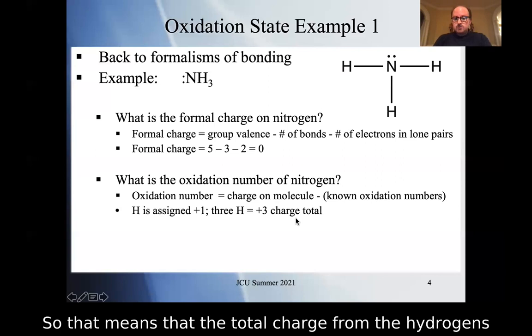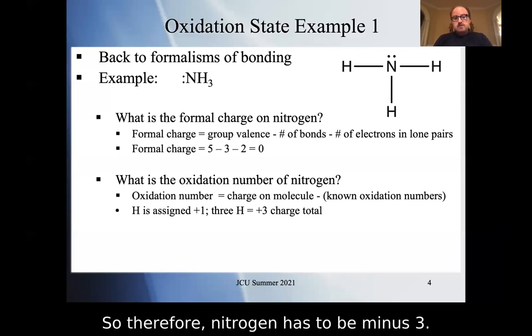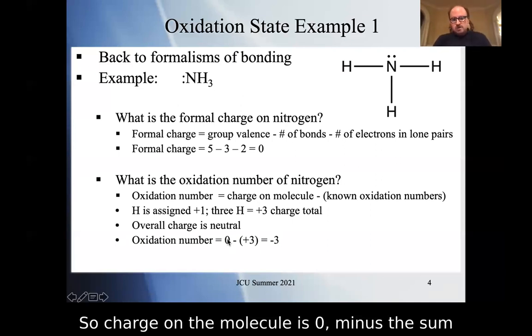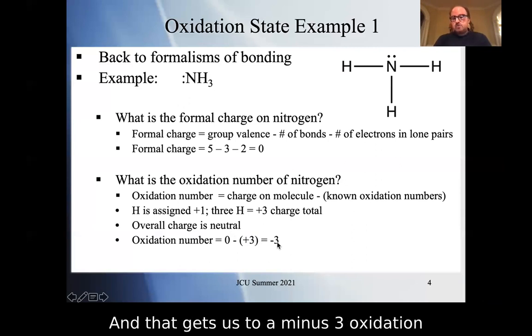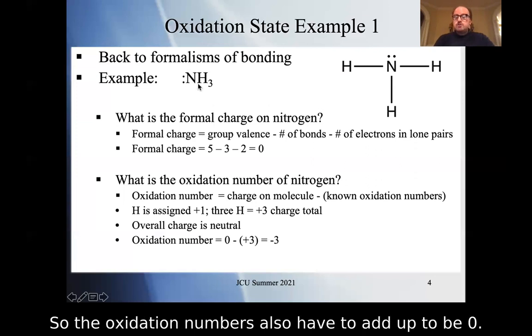So that means that the total charge from the hydrogens would be +3. It's a neutral molecule, so therefore nitrogen has to be -3. So charge on the molecule is 0 minus the sum of known oxidation states, which is +3, and that gets us to a -3 oxidation state for nitrogen. Again, overall ammonia is neutral, so the oxidation numbers also have to add up to be 0.